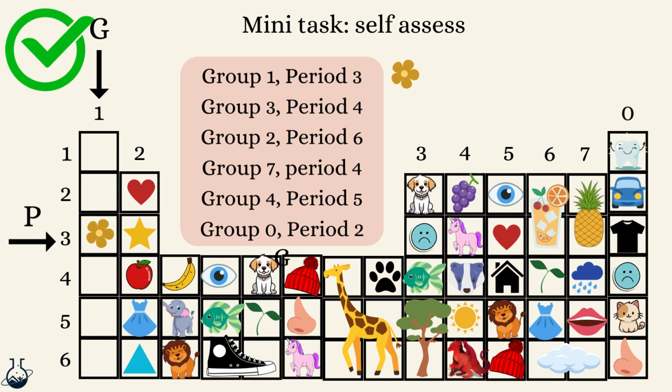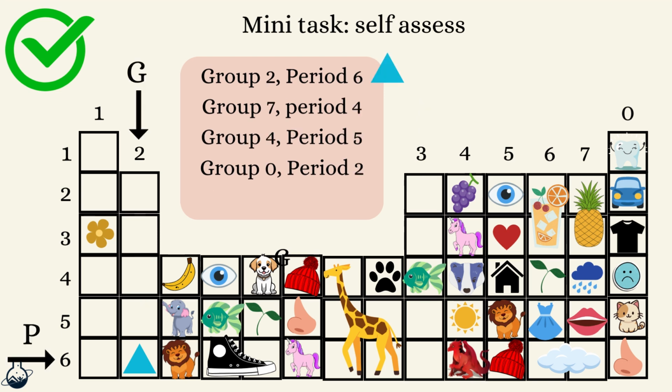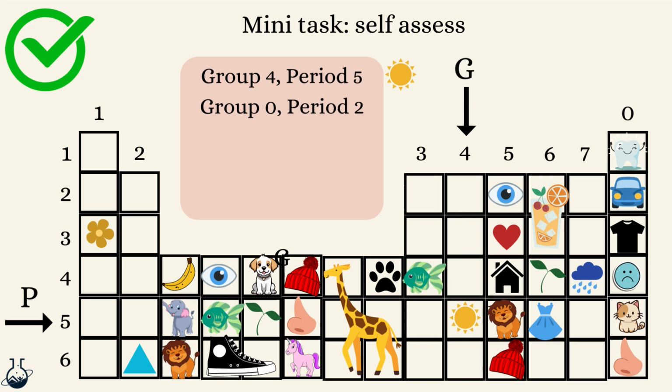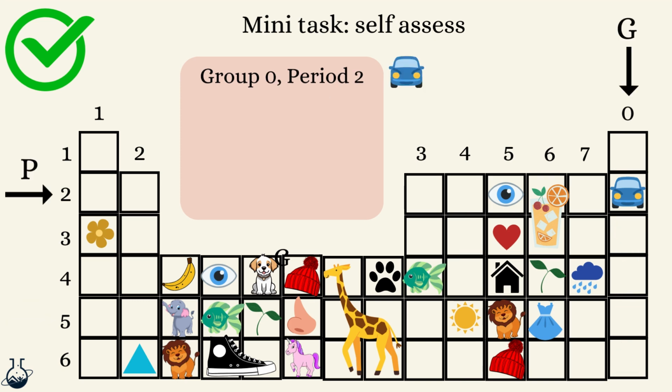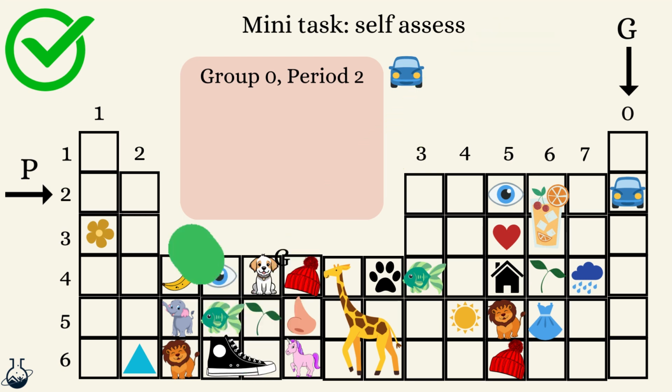Are you ready? So group 1, aka column 1, and period 3, aka row 3, a flower. Group 3, period 4, a fish. Group 2, period 6, a blue triangle. Group 7, period 4, a rain cloud. Group 4, period 5, a sun. And group 0, period 2, a car. Nice work! It is worth bearing in mind that the periodic table doesn't consist of cartoon pictures, but it's a good game.